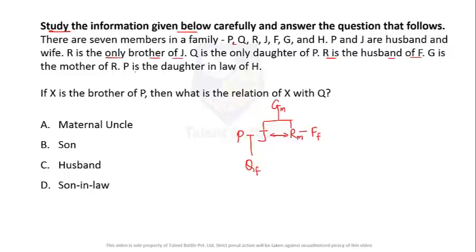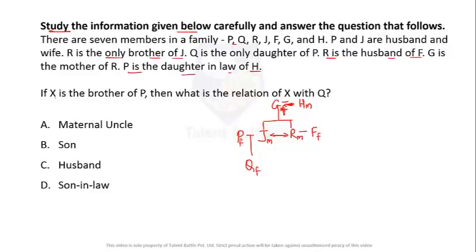Next, P is the daughter-in-law of H. P is the daughter-in-law, that means P is F, so J must be male. And daughter-in-law means H must be the husband of G. H is male over here, and G is the mother, so she is female. This is the family tree that we have drawn.